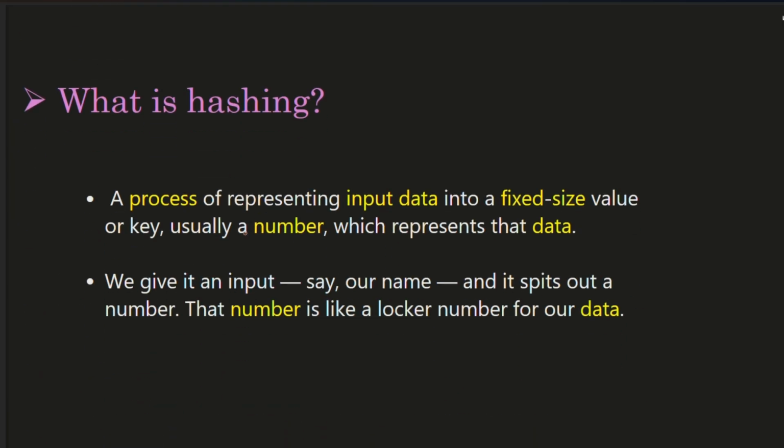So what exactly is hashing? At its core, hashing is a process of representing input data as a fixed-size value or key, usually a number, which represents that data. We give it an input, say, our name, and it spits out a number. That number is like a locker number for our data.